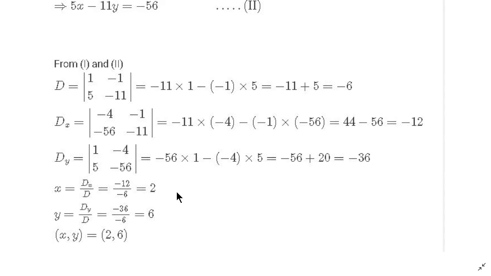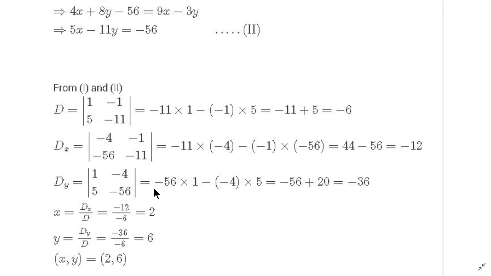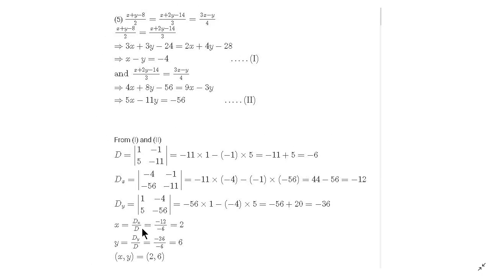Here is our procedure. We are repeating it every time. Find D, Dx, Dy, whatever the values are, then find x and y from these values, Dx upon D, Dy upon D, and then find out the solution, which is 2 comma minus 6.